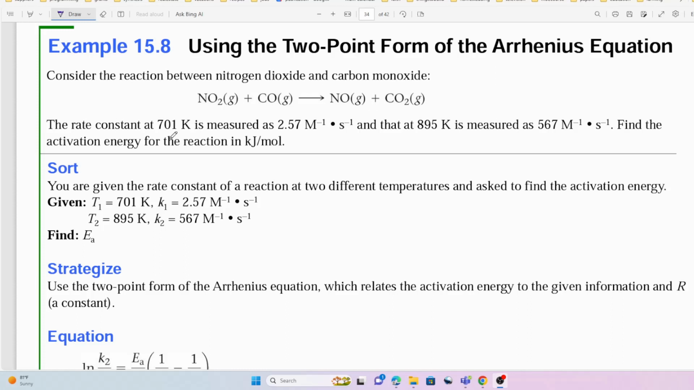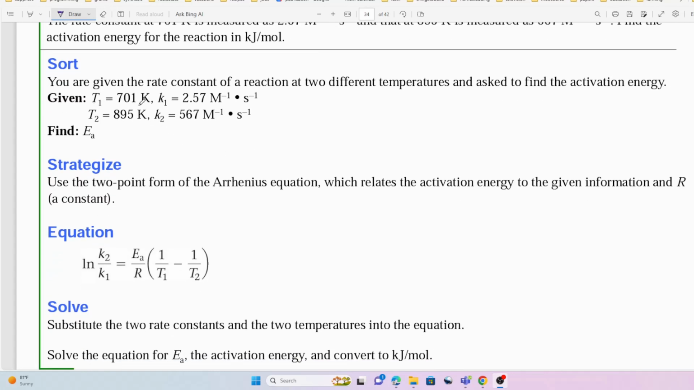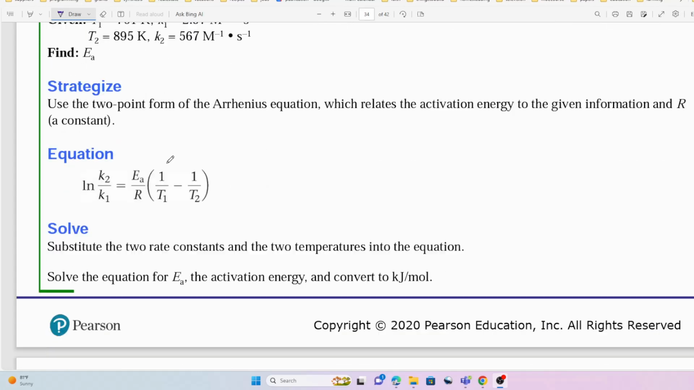The rate constant at 701 K is measured as 2.57 inverse molar inverse seconds, and that at 895 K is measured at 567 per molar second. Find the activation energy for the reaction in kilojoules per mole. So we see that T1 is 701 K, K1 is 2.57, T2 is 895 K, K2 is 567, and we're told to find activation energy.